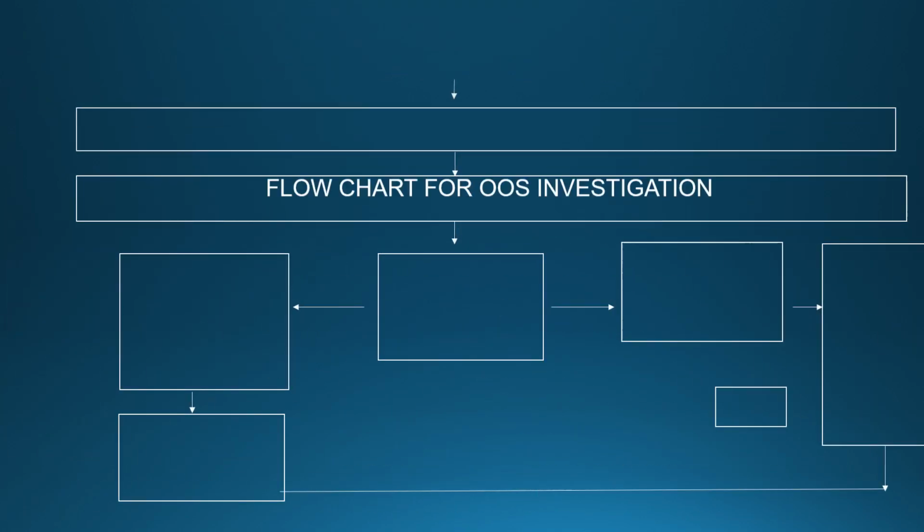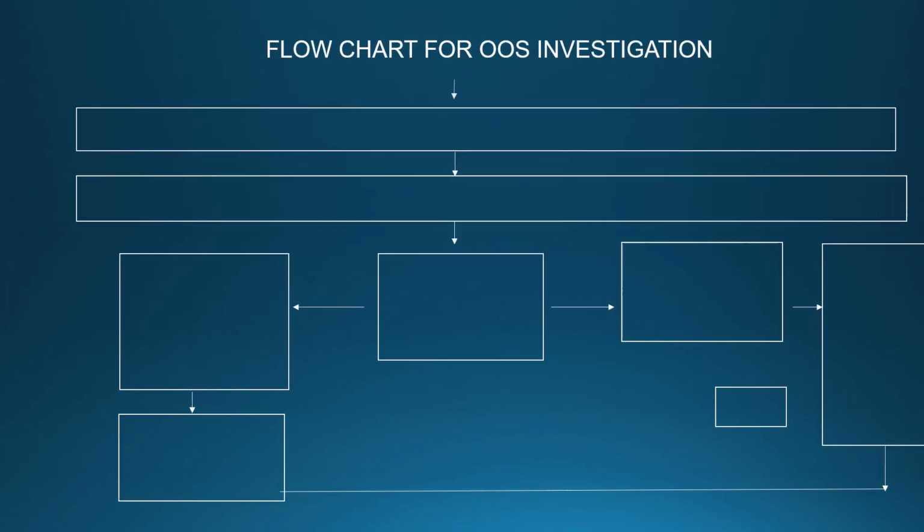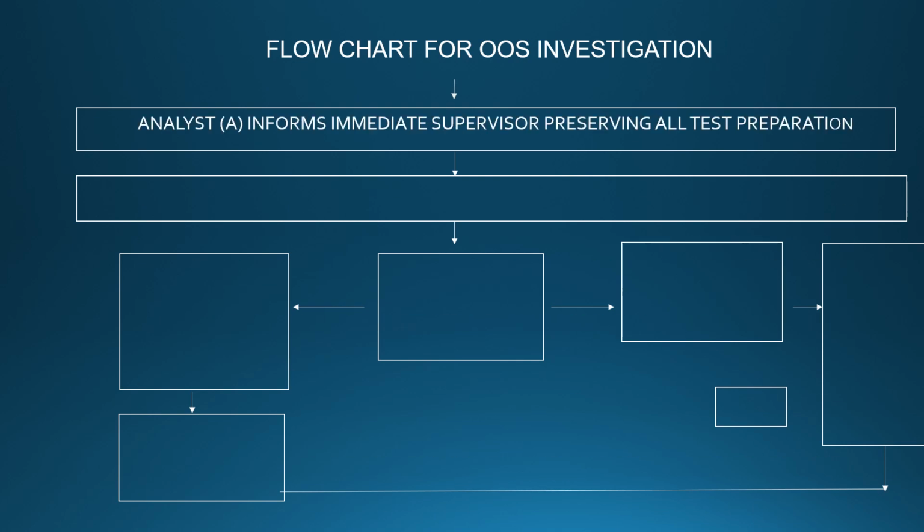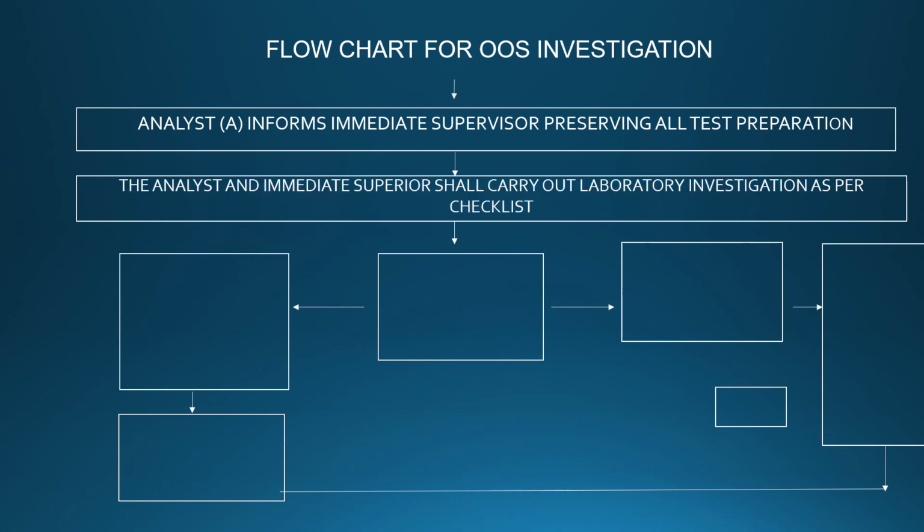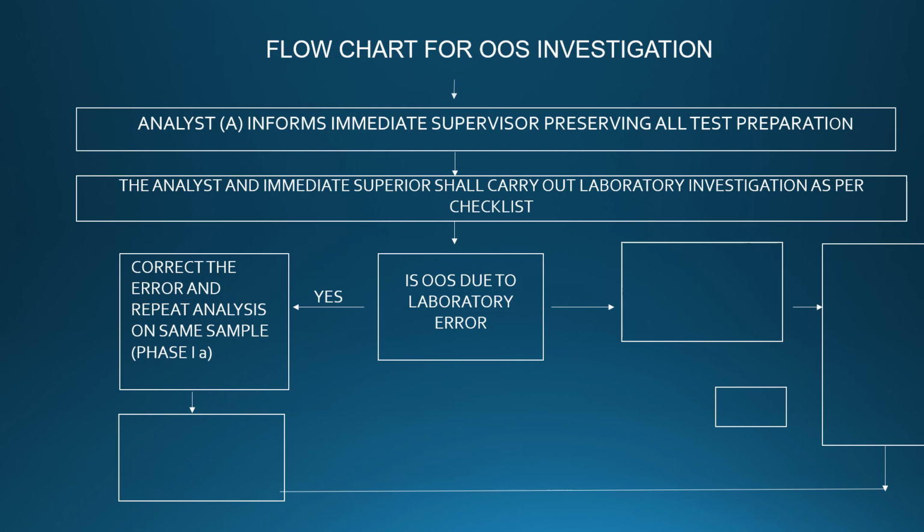Let's go through the flow of OOS investigation. If any OOS result is observed, Analyst A informs the immediate supervisor, preserving all test preparations. Next, the analyst and the immediate superior shall carry out a laboratory investigation as per the checklist. Is the OOS due to laboratory error? If the answer is yes, correct the error and repeat the analysis on the same sample. This will be phase 1A. If the results are within specification, release the batch and simultaneously check the impact on the other batches.